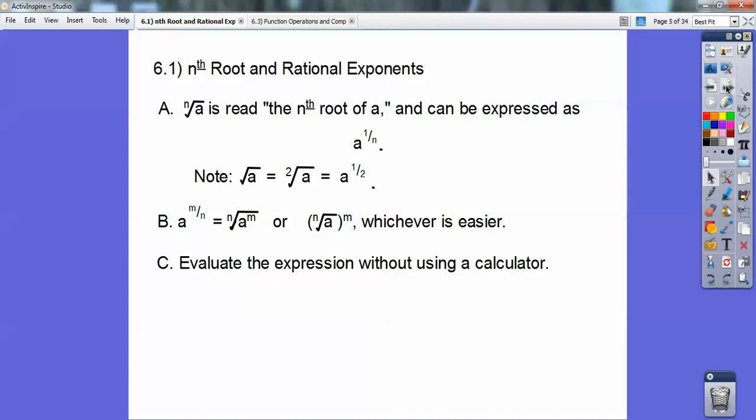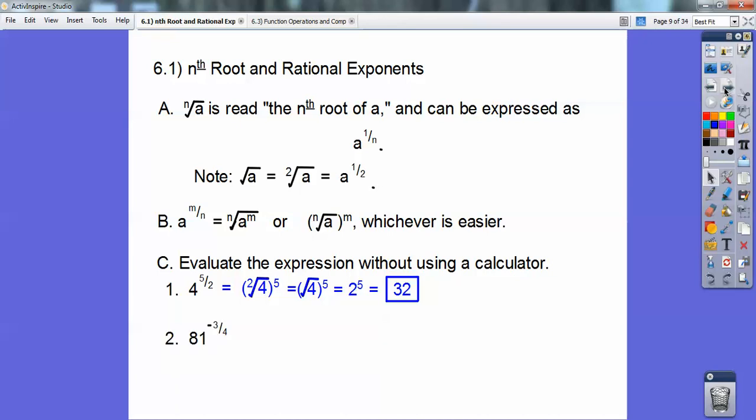So evaluate the expression without using a calculator. Here we go, 4 to the 5/2 power. All right, what I'm going to do is put it into a radical form. I'm going to put it in this form right here. So remember, the bottom number is the index number, so there's going to be a 2 right there, and when there's a 2 right there, that just means the square root. Okay, so this becomes the square root of 4 to the 5th. The square root of 4 is 2, 2 to the 5th is 32.